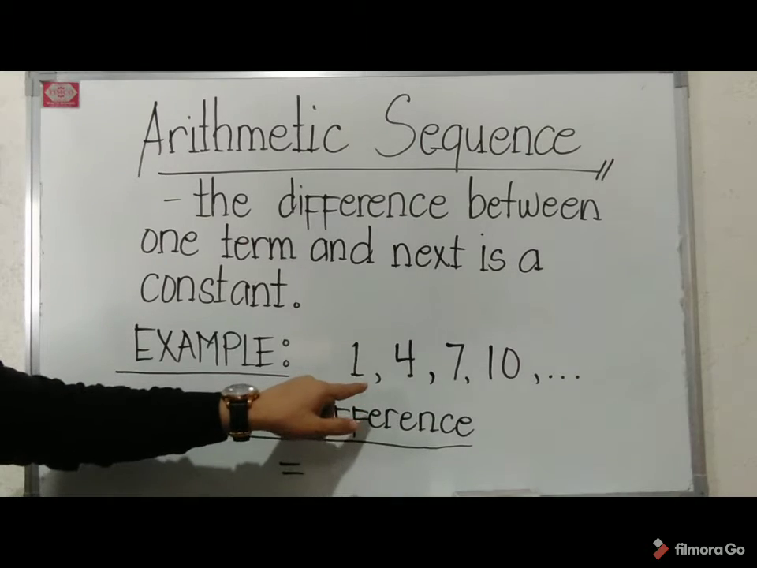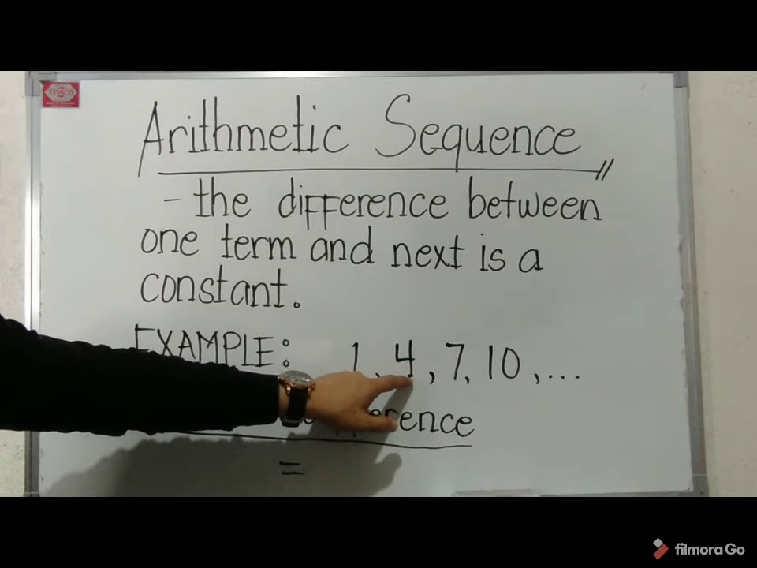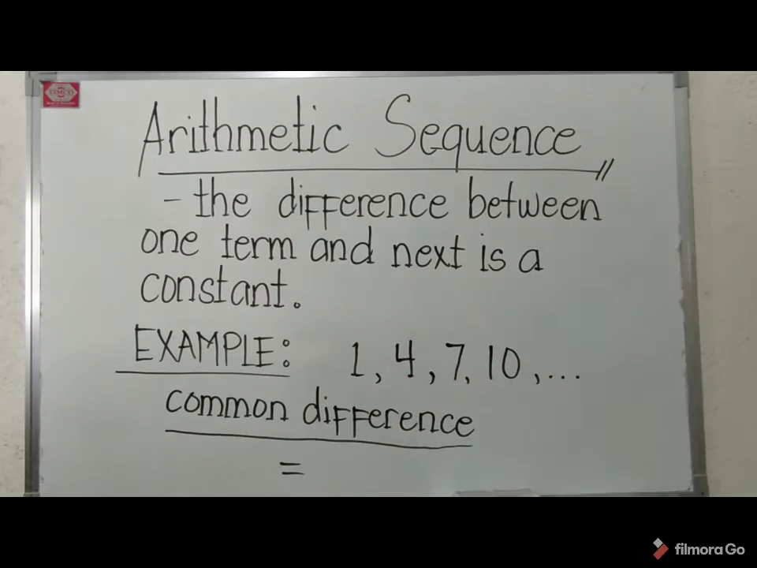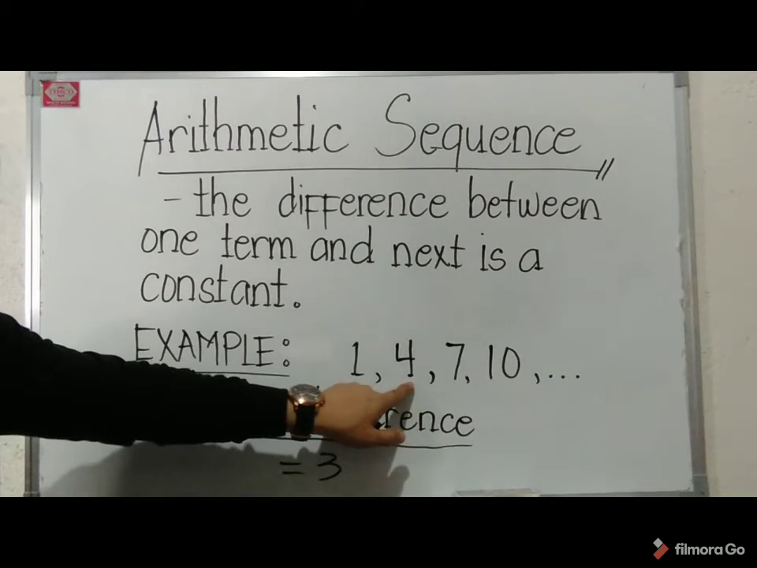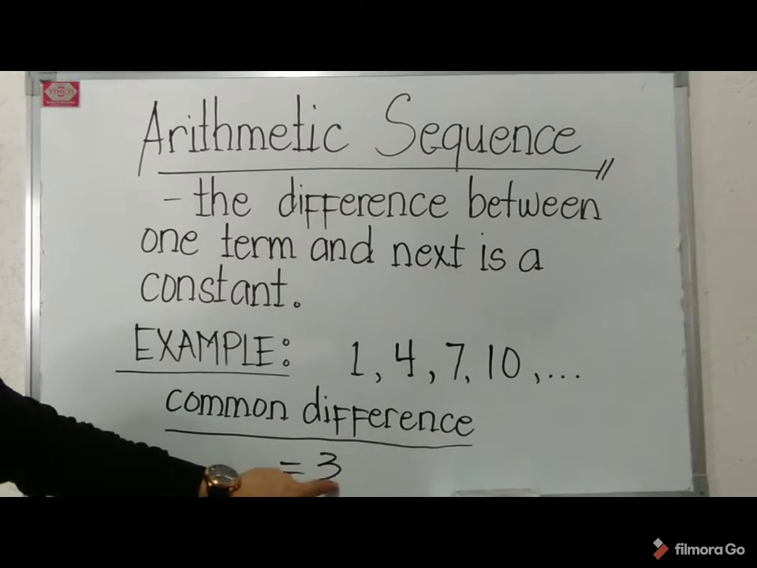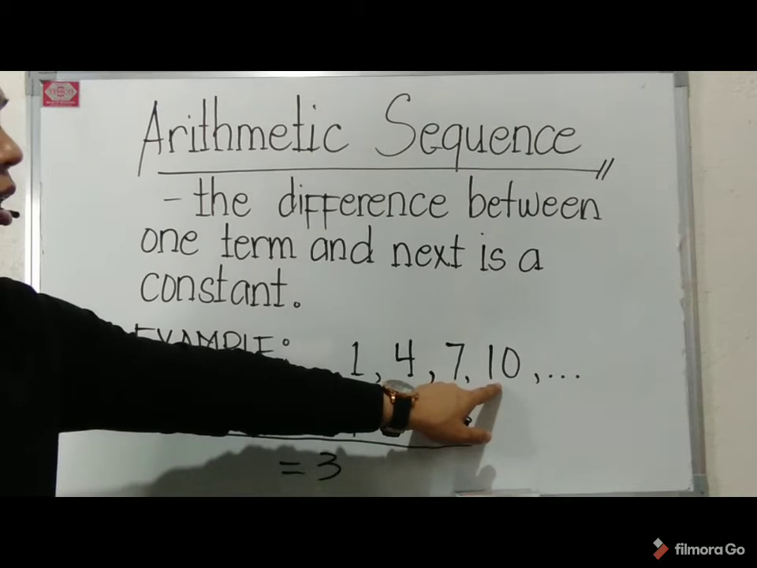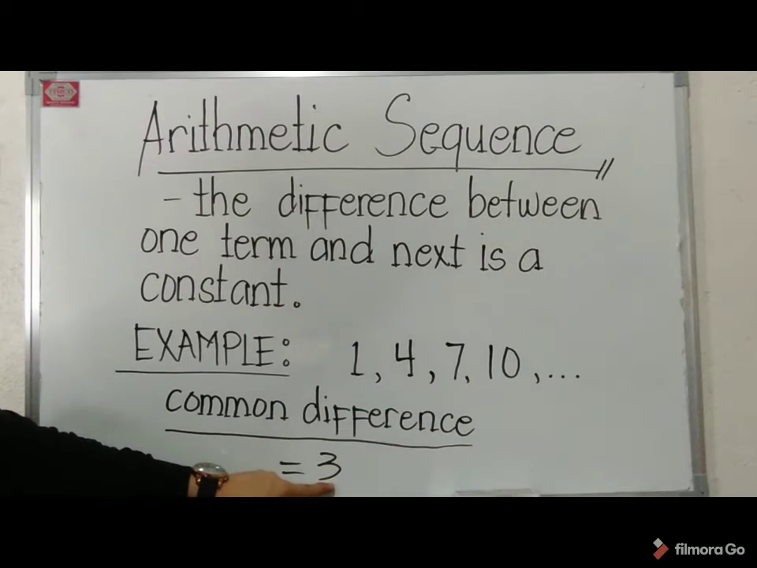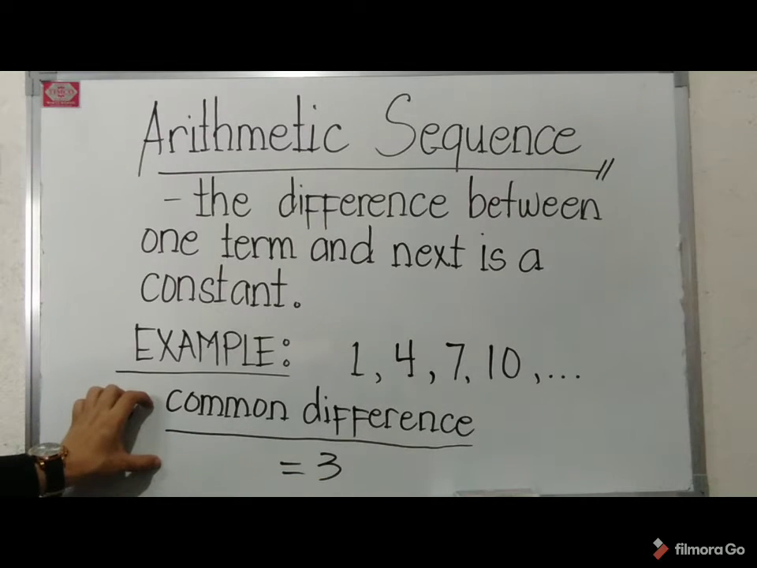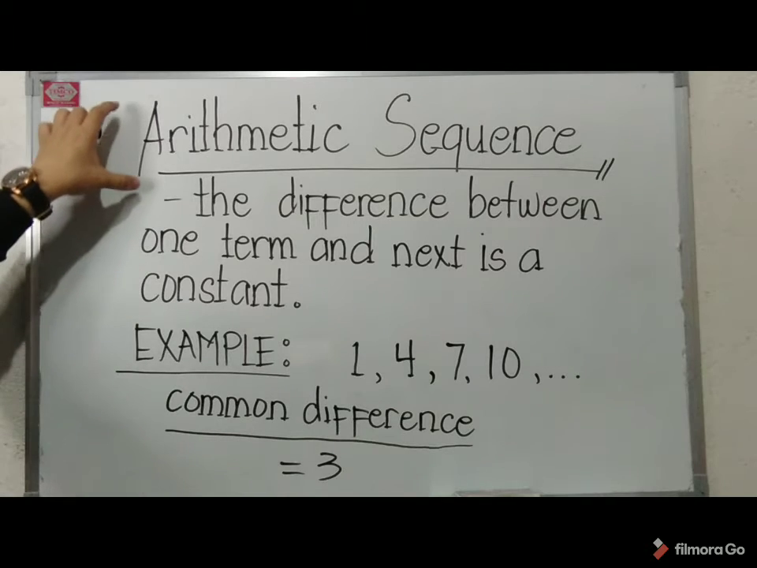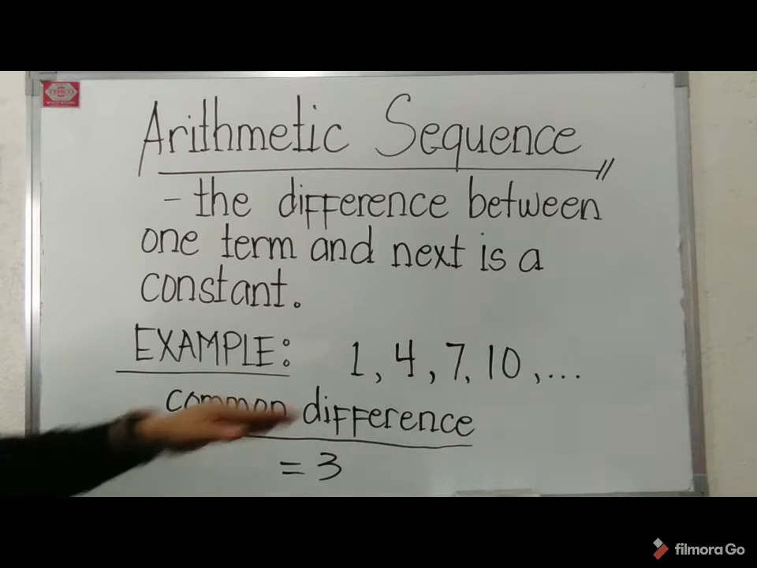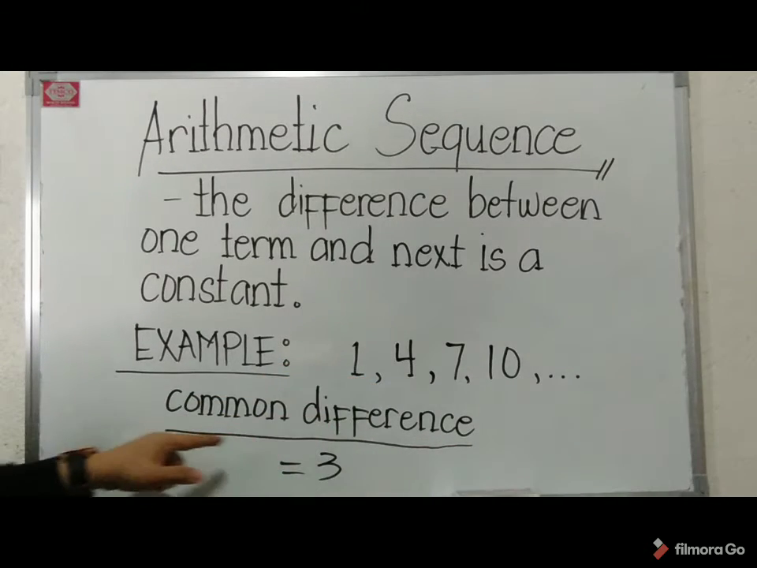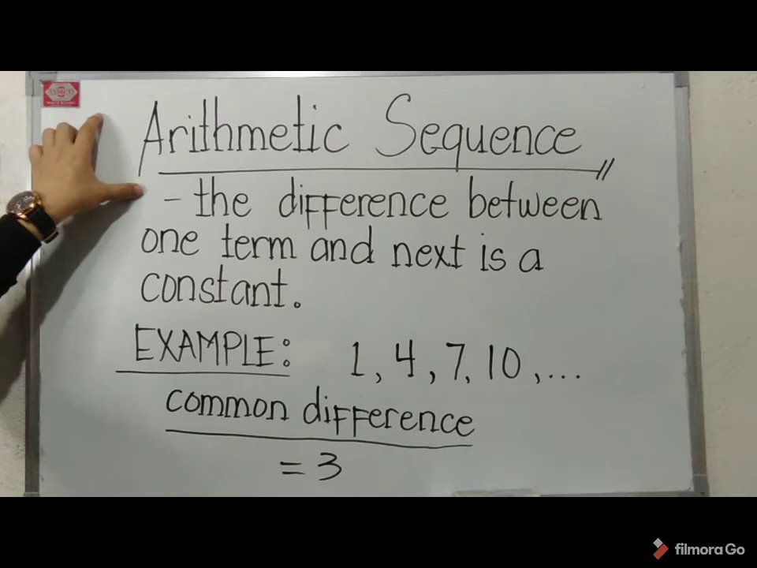Bakit? Kasi pag sinubtract natin yung ating first term kay second term, so ang magiging sagot dito ay 3. Pag sinubtract natin yung 7 with 4, makukuha natin ay 3. And pag sinubtract natin yung 10 by 7, makukuha natin ay 3. So yung 3 dito ang tinatawag nating common difference. So it means that pag arithmetic sequence, given na, meron tayong common difference. So ganun lang yung pagkilala natin para masabi nating arithmetic sequence yung ibinigay sa ating given. Once na meron siyang common difference, yun ay arithmetic sequence.